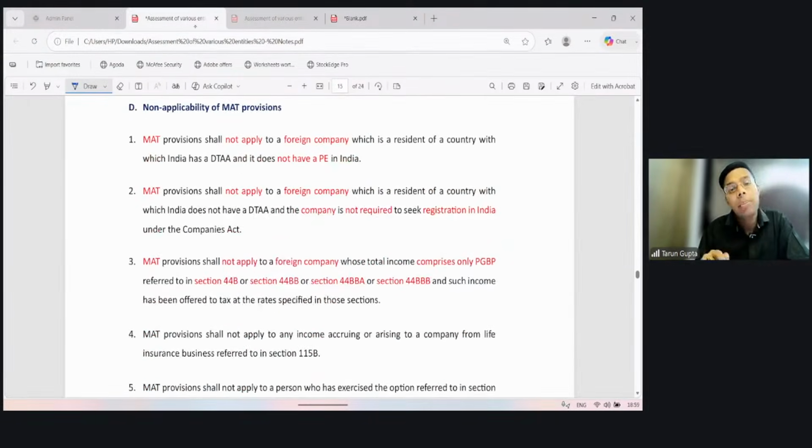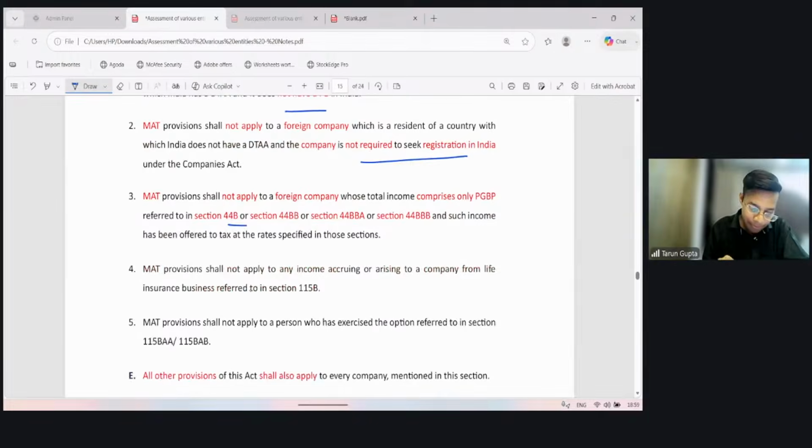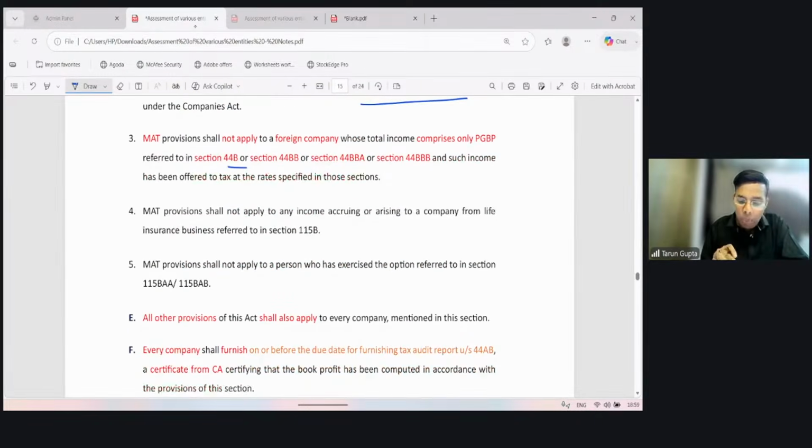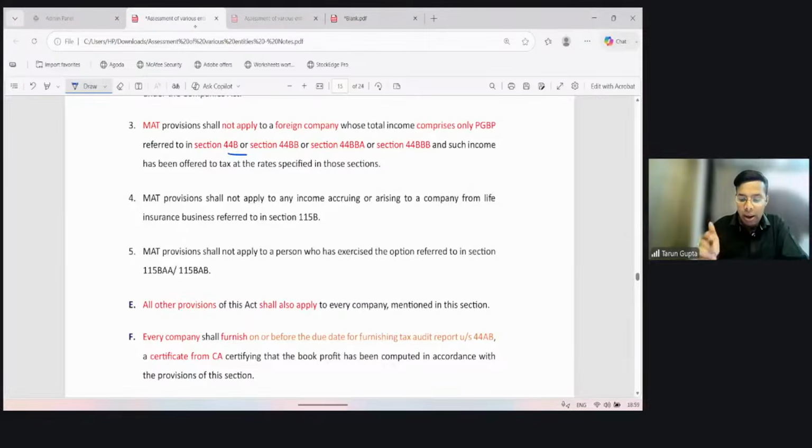MAT is not applicable to a foreign company if it doesn't have a PE, or in case there is no DTL, it is not required to seek registration in India under the Companies Act. Okay. It's not applicable to a foreign company which is paying tax under the presumptive scheme, 44B, etc. MAT provision shall not apply to any income arising to a company from life insurance business referred to in section 115B. Okay.